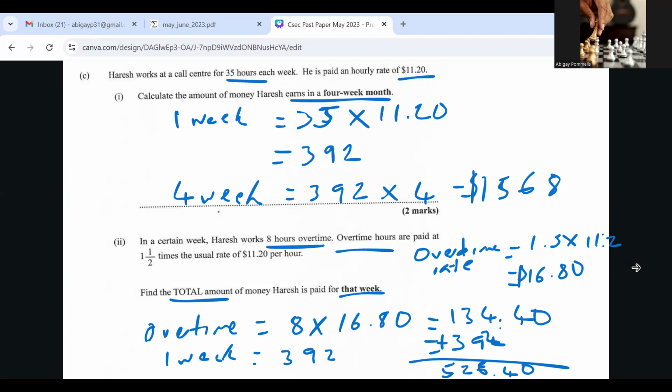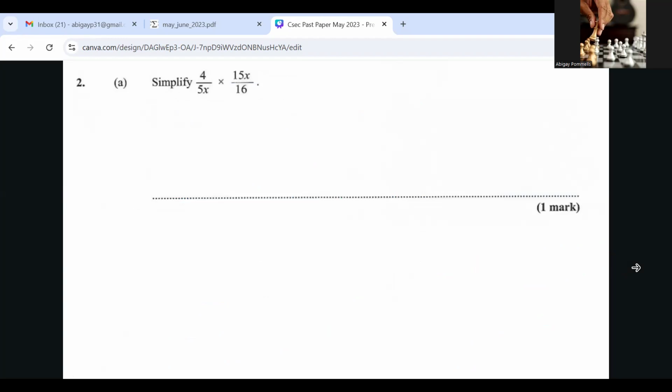All right, moving on. Number 2, simplify 4 over 5x times 15x over 16. So I'm going to write this back over, 16. But we're going to simplify them first. So 4 into 4 is 1. 4 into 16 is 4.